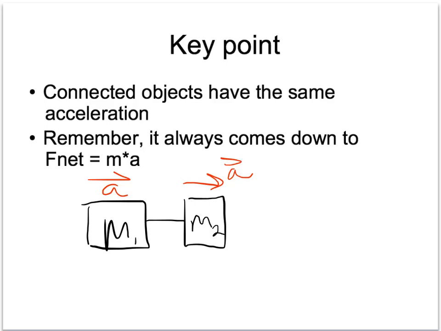If I take one of the boxes, pull on its string, and it accelerates, the other one's going to come along with it, unless, of course, the string breaks. So unless the string breaks, two connected objects have the same acceleration. Then second, remember, everything for forces and acceleration comes down to Newton's second law. F net equals ma. All right, let's dive into an example.